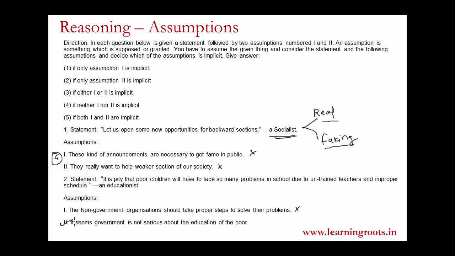So the second statement is a very good example of an assumption being implicit. This person has not actually said that the government is not working, but this person has said that the teachers are not trained, or the scheduling is not properly done, both of which are related to the government or to the authority which is in charge of scheduling the timetables or training the teachers and so on. So this is something which is implicit in this argument. So we will go with option 2, which says that only assumption 2 is implicit.